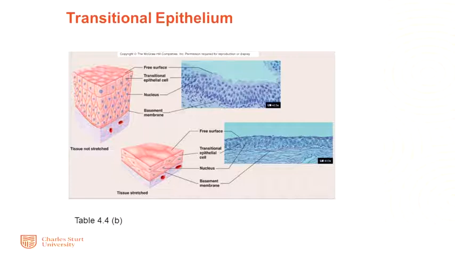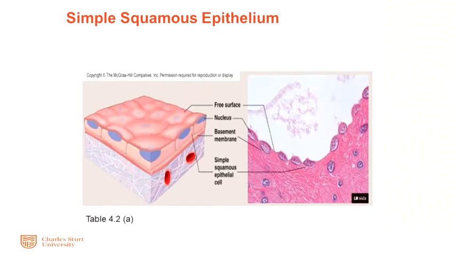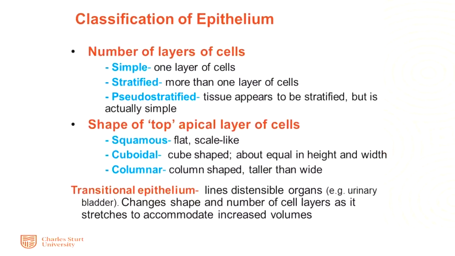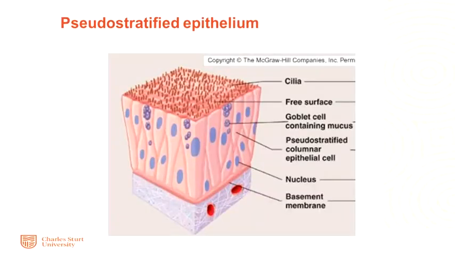In the bladder, for example, when the tissue is not stretched, it looks like there's multiple layers of cells, and then as the bladder fills up, you can see that it looks like there's only one layer of cells, and that shape has changed from those box-like cells to being those flat ones. I'm getting a little bit ahead of myself here, so I might just go back here. So we've talked about the number of layers of cells and the shape of the top apical layer of cells, which will classify the epithelium.